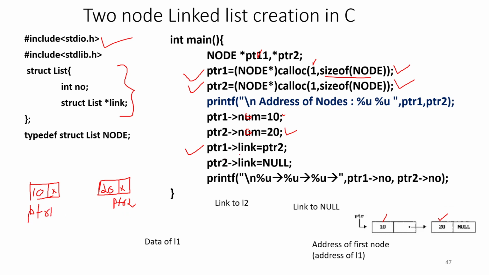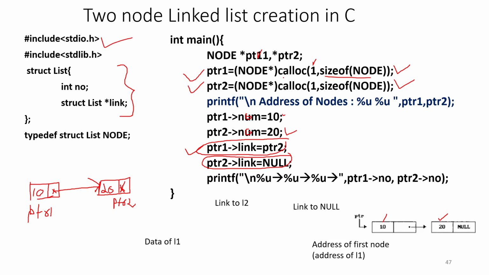What do I do? I have to set the link field of the first one with the second one. The statement is ptr1 of link equal to ptr2. Other is, to ensure that we don't have any more node, you can use ptr of link equal to null. As it is a CLR, this statement is not necessary.